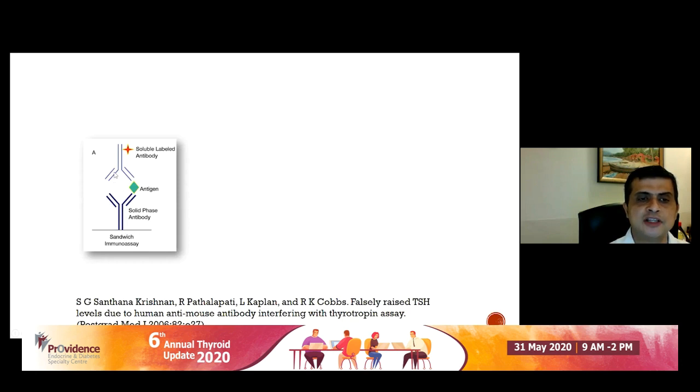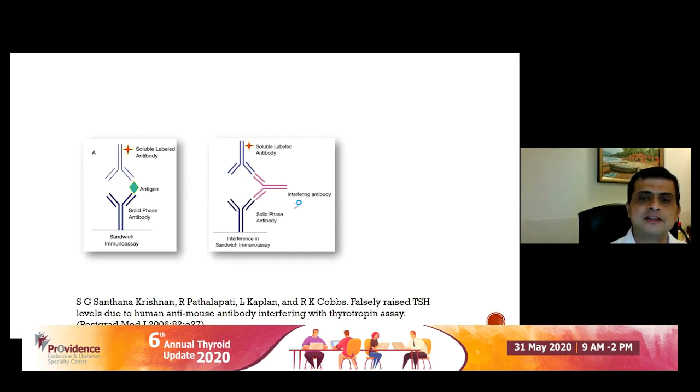The second antibody is a soluble labeled antibody, which is a signal antibody. Whenever the antigen is bound between the solid antibody and the signal antibody, only then does the immunoassay show the antigen. But some people with thyroid diseases have interfering antibodies. You can see this pink colored interfering antibody, which has now bound to both the solid phase antibody and the soluble antibody. There's no TSH there, but the immunoassay is picking up this antibody as an antigen. So the immunoassay will show this as TSH, but it's just an antibody.